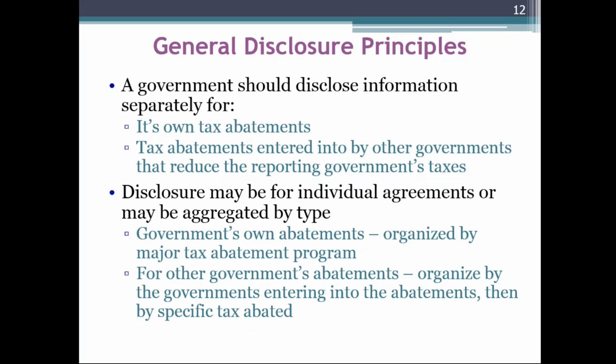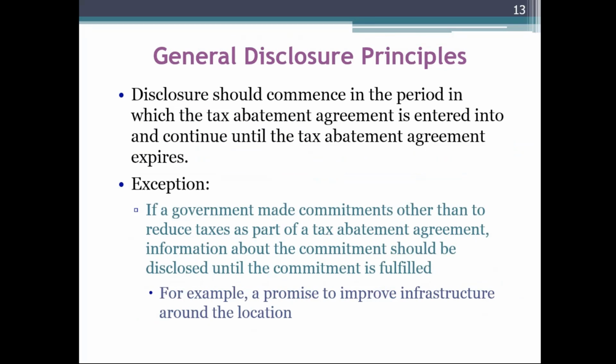You have to set a threshold. For example, everything over $1,000, you would show individual names, and then everything under $1,000, you do in total, or 10,000 or 100,000 or whatever. It would be much simpler if you just did the whole thing. And for other governments' abatements, you just organize them by the governments entering into the agreements and then the specific tax abated.